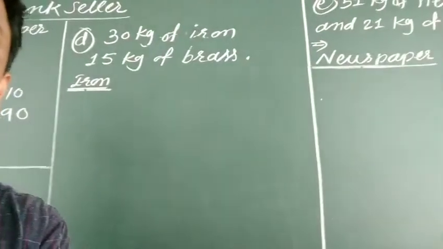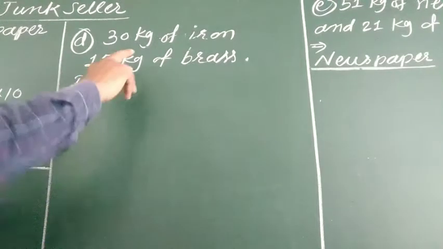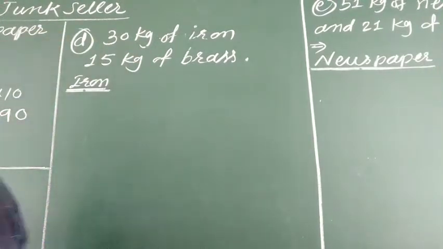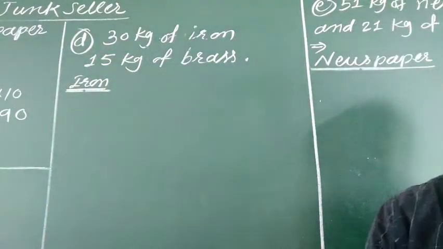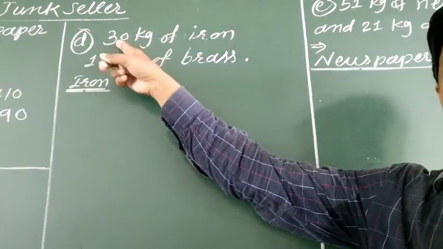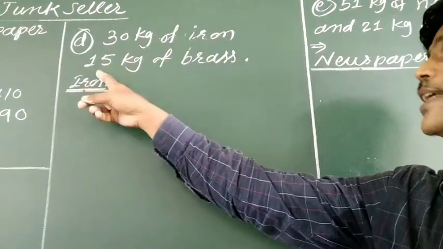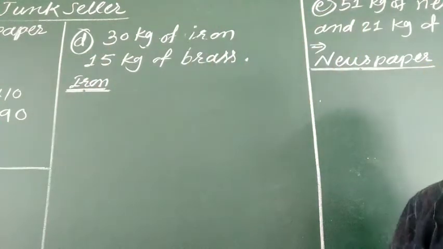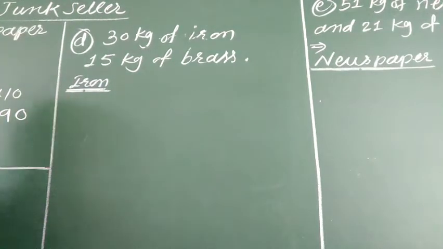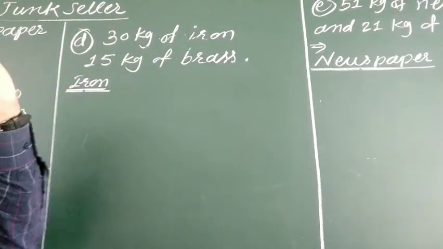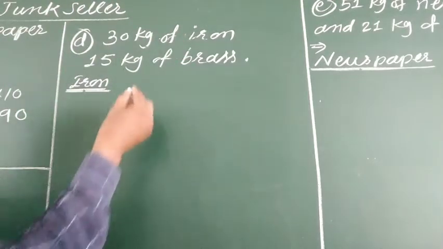See, it is 30 kg of iron and 15 kg of brass. Now in this example we have to find out the total cost of 2 items here. It is 30 kg iron, which is 1 item, and another is brass. So first of all we will find out about iron. You know, in example C we discussed the rate of iron. It is rupees 17 per kg.